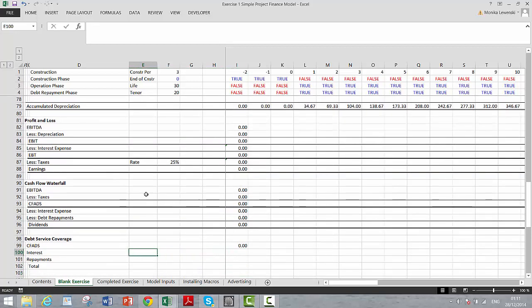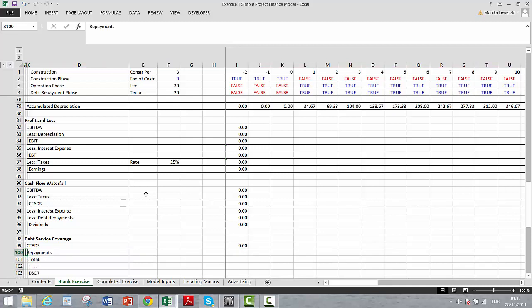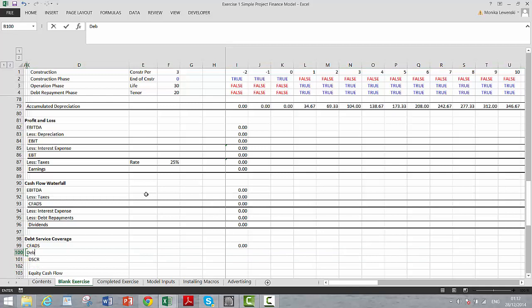Why did I do this? Debt service coverage. Why don't we just put debt service? You can get a little carried away with some of this. I think it's not that complicated to understand what debt service is.